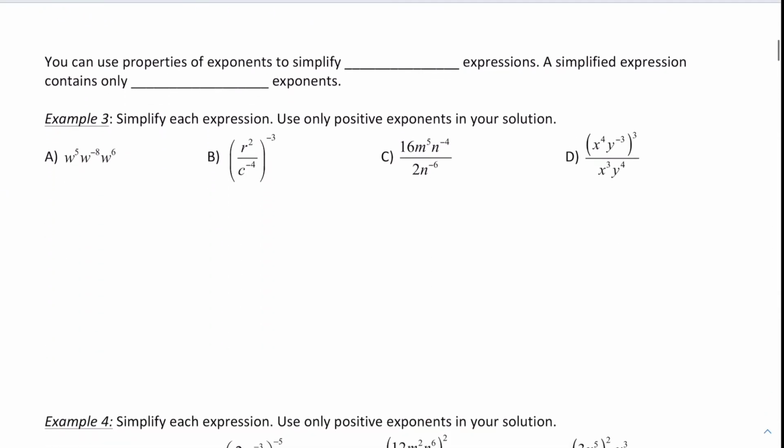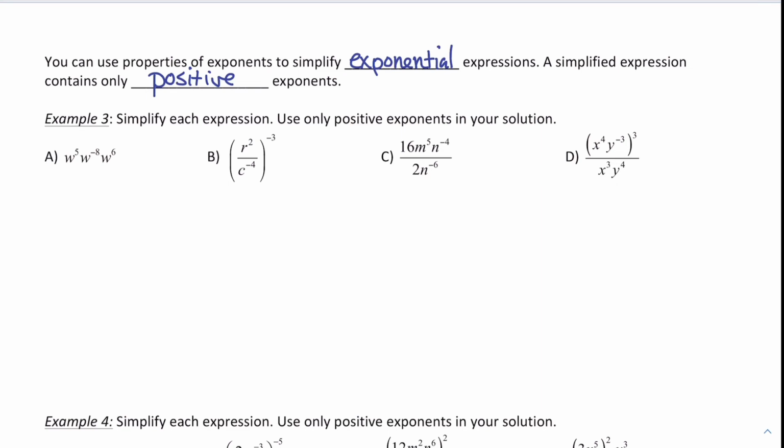Continuing here, you can use properties of exponents to simplify exponential expressions. A simplified expression contains only positive exponents. Only positive exponents. So that's why we have this rule for negative exponents to deal with them. And so let's go through and do a couple more examples, get more familiar with how these work.